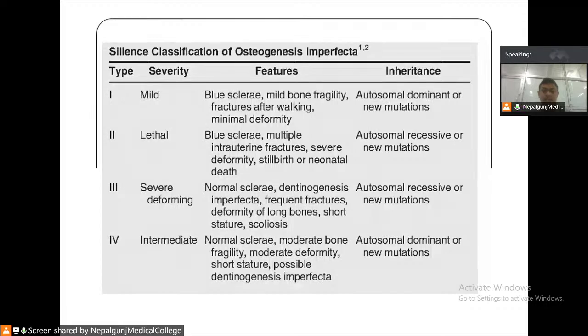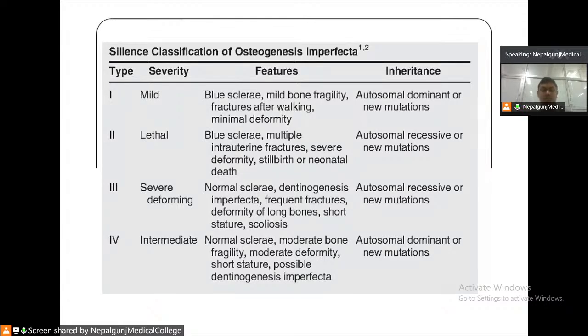So type 3, also known as the severe deforming form, the child can have a normal sclera. There can be dentinogenesis imperfecta usually associated with the severe deforming form. So there can be frequent fractures, deformity of long bones, the child can have a short stature, and there can be associated scoliosis. The inheritance is autosomal recessive.